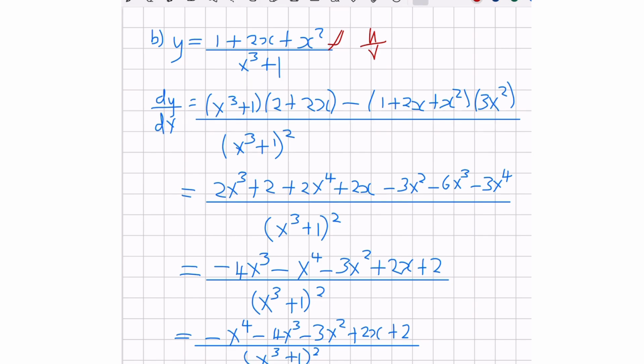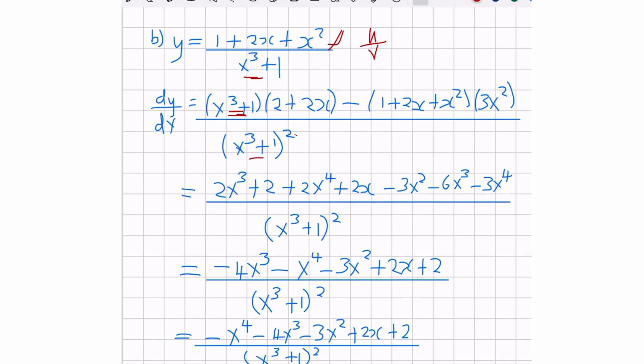It's the same concept. You take your denominator here, which is x cubed plus 1, then you keep it as a constant and you square it, right? Then you come on the numerator part, you keep the denominator x cubed plus 1 as a constant, which is here. We've kept it as a new constant. Then we differentiate 1 plus 2x plus x squared.